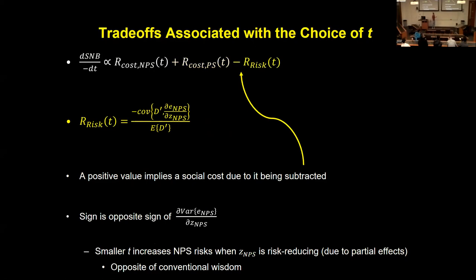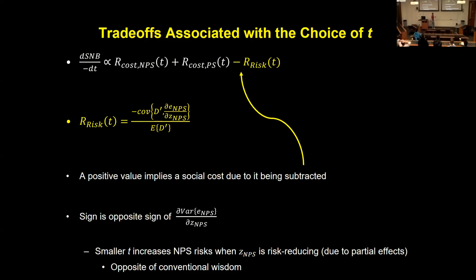The last term is a risk term. And again, this equals the negative of the covariance. So our covariance term comes back into play, and a positive value here is going to imply a social cost because we're subtracting it. This term here is written with a negative, but there's another negative up here just because I wanted to look at benefits, some balance there.